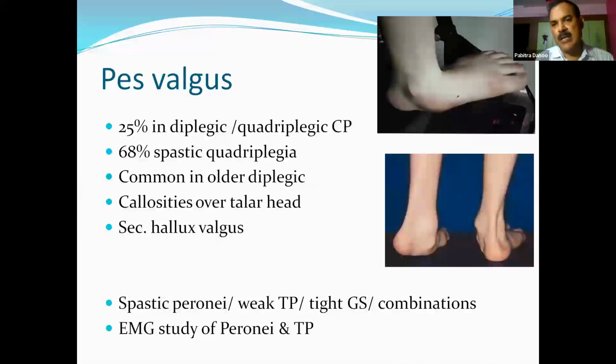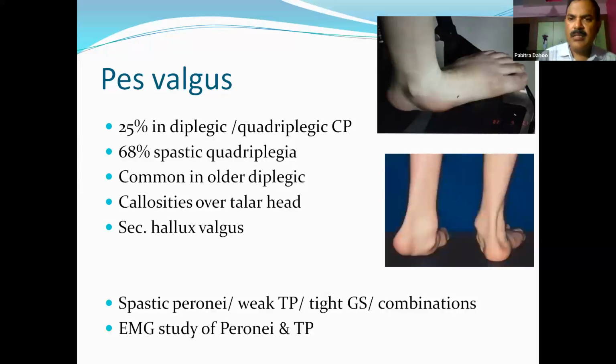Next is pes valgus. Most difficult spastic deformity to handle by orthotic means, by surgical means, whatever it may be. Okay. Unfortunately, 25% in diplegic CP and quadriplegic CP have this pes valgus or planovalgus deformity. 68% of spastic quadriplegic patients ultimately land with a valgoid foot and ankle. Okay. And as the age advances, as I said, there will be collapse at the talonavicular joint. Mid-foot break will be there. They ultimately land with this valgoid foot.